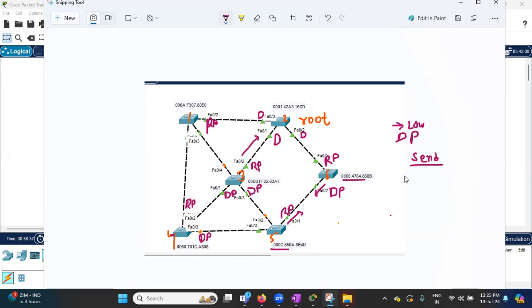No. Wait. The first condition is bridge ID, right? So it's receiving on this LAN segment. You are saying about this LAN segment, right? But it's receiving from switch 1, right? Everyone is sending the same bridge ID. This switch has the same bridge ID. DP is found between the switches, for each and every LAN segment, right? So this is sending the same root bridge ID, this is sending the same root bridge ID, right?